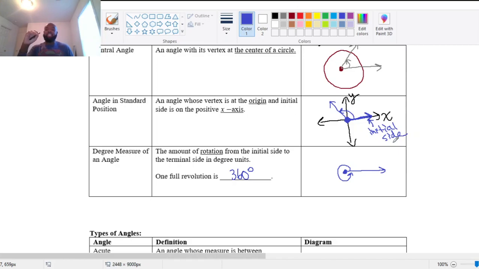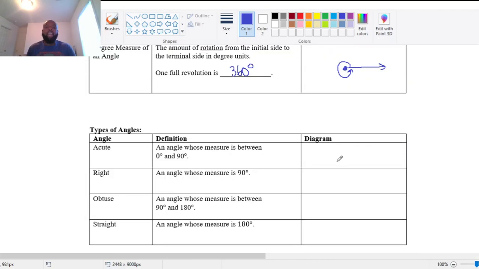And so we can basically divide 360 degrees into different segments, and then we can get all of our other angle measurements, right? But one full circle or one full revolution is considered 360 degrees, and all of my other angles' measures are subdivided by dividing 360 degrees by however much rotation that's going to represent.